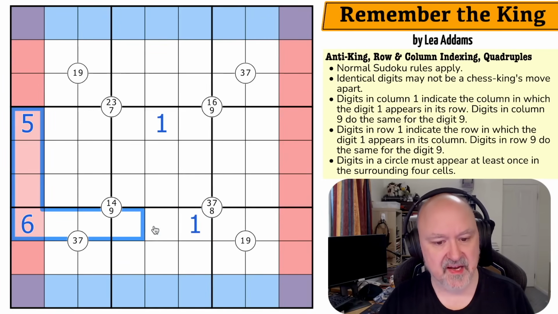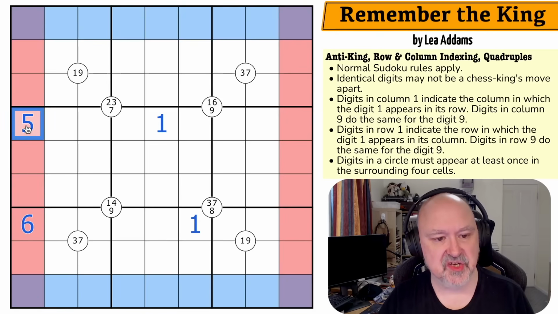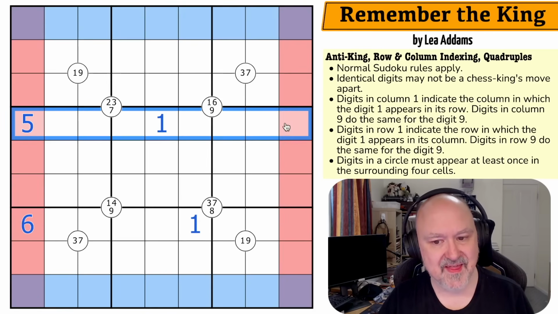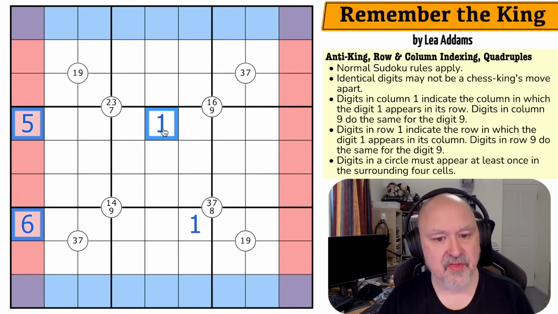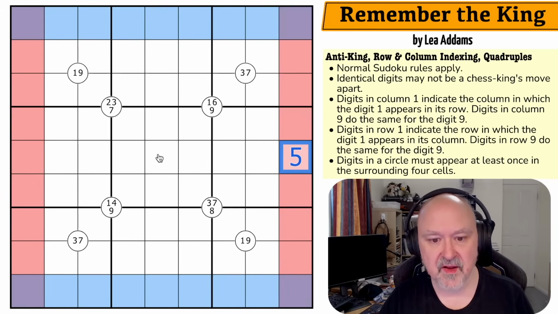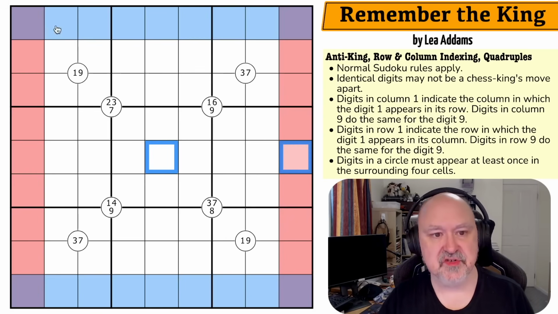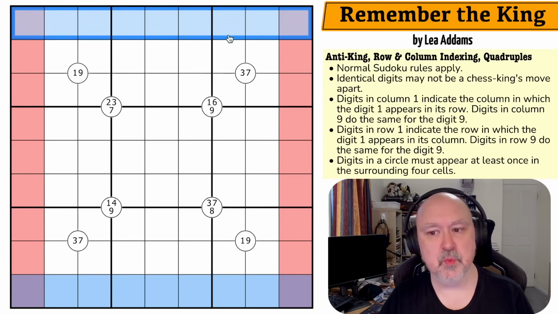Whatever digit goes here, the 1 goes in that column in the row. And the same is true in column 9, but it's working on 9s there. So wherever we put a digit here, if that was a 5, then this would be a 9. Now, the same is true in the blue cells, but it's working in the columns.